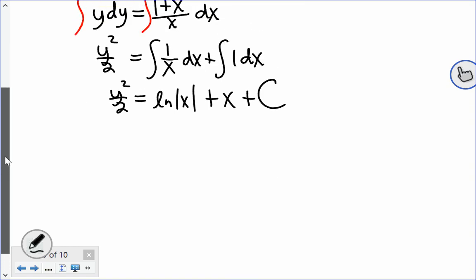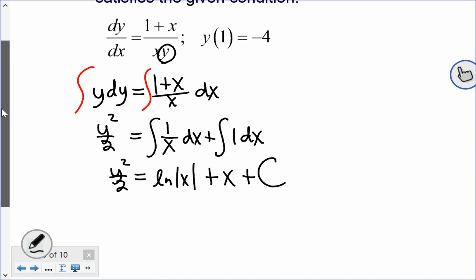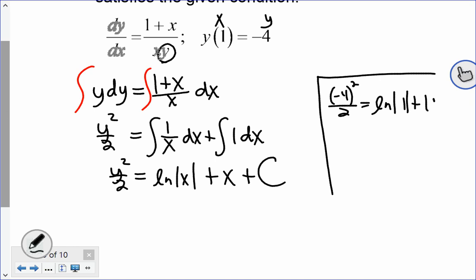So they told us that y of 1 is -4. So let's go ahead and do that over here to the side. So y of 1 is -4. So that means y of 1 means this is x and this is y. So instead of y, I'm going to put -4 squared over 2 equals ln of absolute value of 1 plus 1 plus c. So -4 squared is 16 over 2 is 8. ln of 1 is 0 plus 1 plus c, therefore c equals 7.